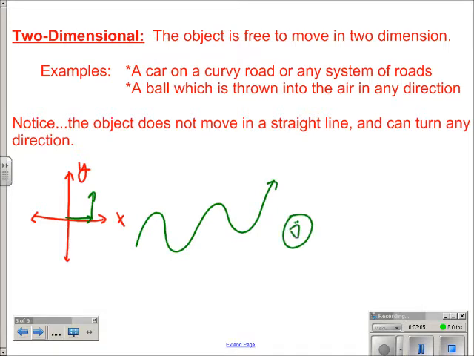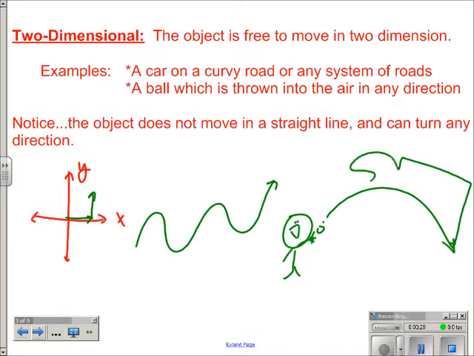Okay, the ball is traveling in 2 dimensions. It's not just traveling along a straight line. Okay, so in 2-dimensional motion, the object does not necessarily have to move in a straight line, and it can turn in any direction, right? A bird could swoop down and pick up this ball and carry it this way, and then this way or whatever. So as long as it's not going in a straight line, that is 2-dimensional motion.